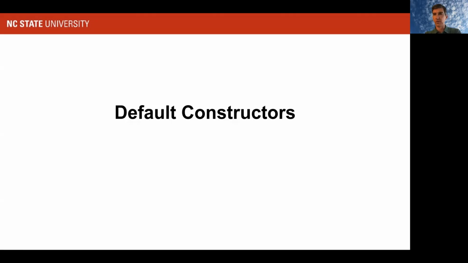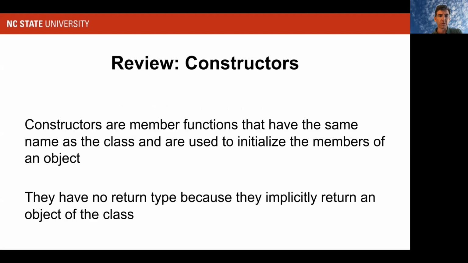In this video, we're going to talk about default constructors. We've already talked a little bit about constructors. We know that a constructor in general is a member function that has the same name as the class. And typically, what you do in a constructor is you initialize the members of the object. Like if you have an integer, you set it to 0. If you have a pointer, you might set it to null, or you might allocate memory for it. They have no return type because they implicitly return an object of the class.